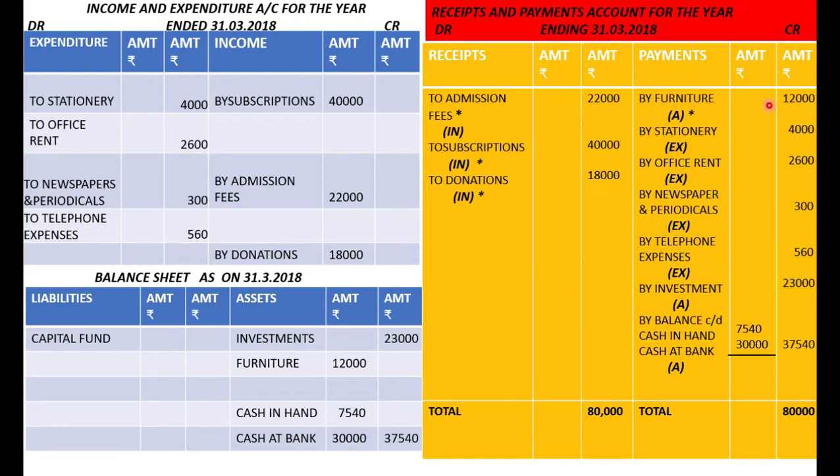Buy furniture 12,000. It is an asset. So it is recorded in the asset side of the balance sheet. Furniture 12,000. Amount is written in the inner column as there is an adjustment on furniture.